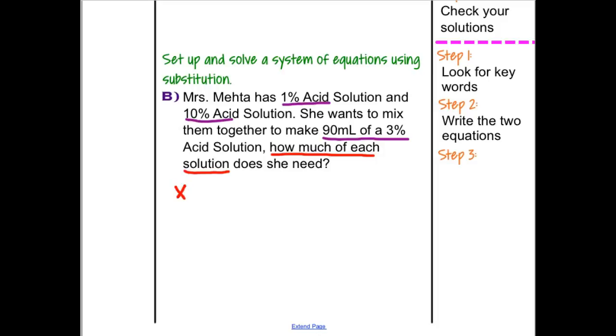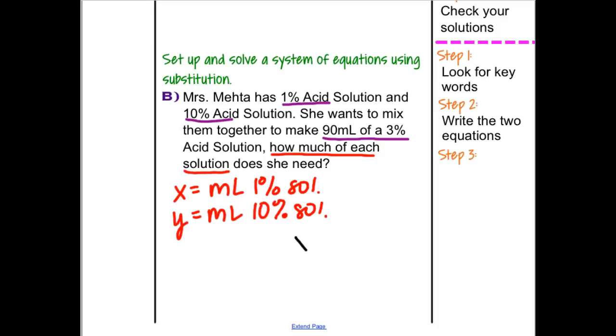So I know I need an x and I need a y. What I don't know is how much of each solution. So I'm going to write down that x is going to be the milliliters of 1% solution, and y is going to be the milliliters of 10% solution. So that means that x plus y is going to give me 90, because if I take milliliters plus milliliters, I'm going to get milliliters.